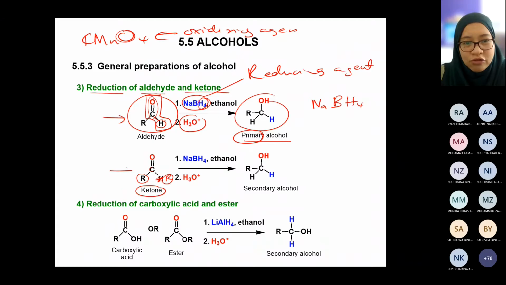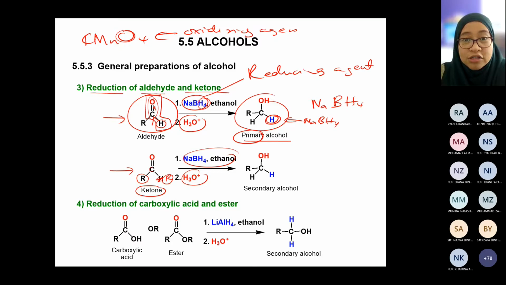If you reduce ketone, the reagent is the same. You can see you are actually supplying hydrogen, because there are 4 single bonds there. This one will be broken down, so it will form another bond there, and that bond will be added with hydrogen. This is from the NaBH4 just now.